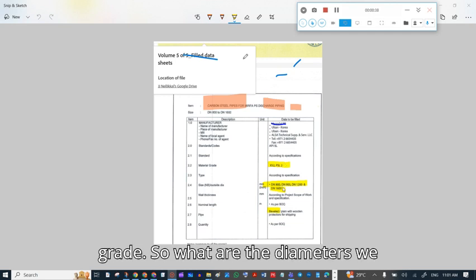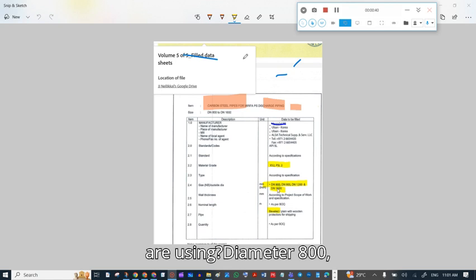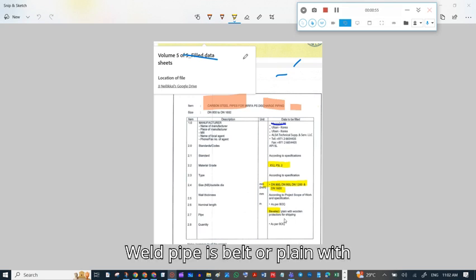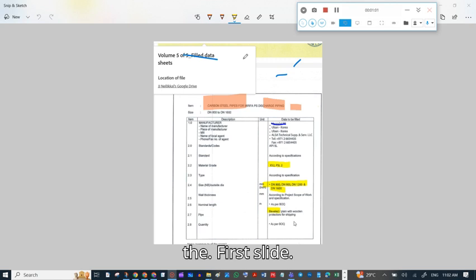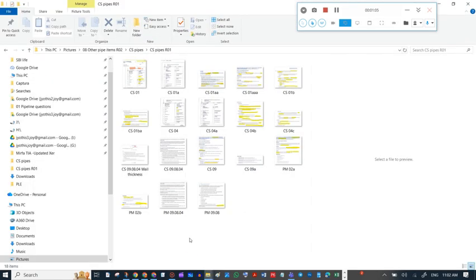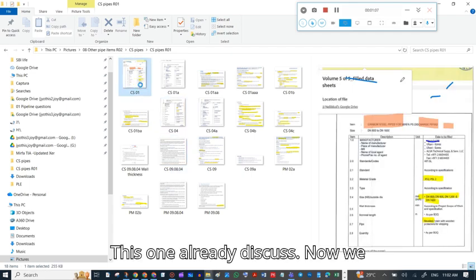So what are the diameters we are using? Diameter 800, 900, 1200 and 1600. And the pipe is beveled or plain with wooden protectors for shipping. So this is the first slide. Next we will discuss this one, already discussed.